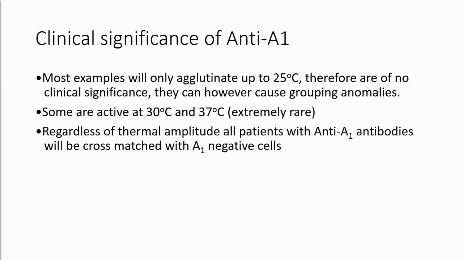Most examples will only agglutinate up to 25 degrees C, therefore are of no clinical significance. However, they can cause grouping anomalies. In some rarer cases, they're active at 30 and 37 degrees C. Regardless of the thermal amplitude, all patients with anti-A1 antibodies will be cross-matched with A1 negative cells.